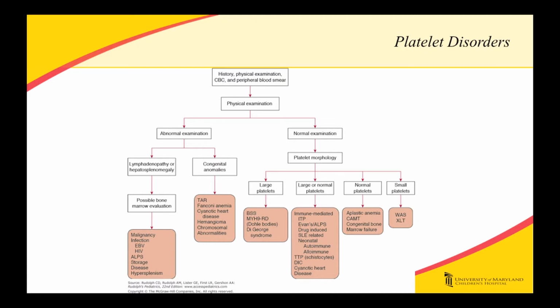Yeah. And then this is just a diagram showing history and physical exam, CBC, peripheral blood smear. Very important. Do a good physical exam on your patient. If it's abnormal, if you have lymphadenopathy or hepatosplenomegaly, then you have to think about the bad things, bone marrow evaluation. If they have congenital anomalies, then sometimes you can get your diagnosis from bone marrow or blood work from genetic workup. And then over here, we really rely on our platelet morphology to help us figure out which syndrome we might be dealing with, or is it aplastic anemia or a congenital bone marrow failure syndrome.